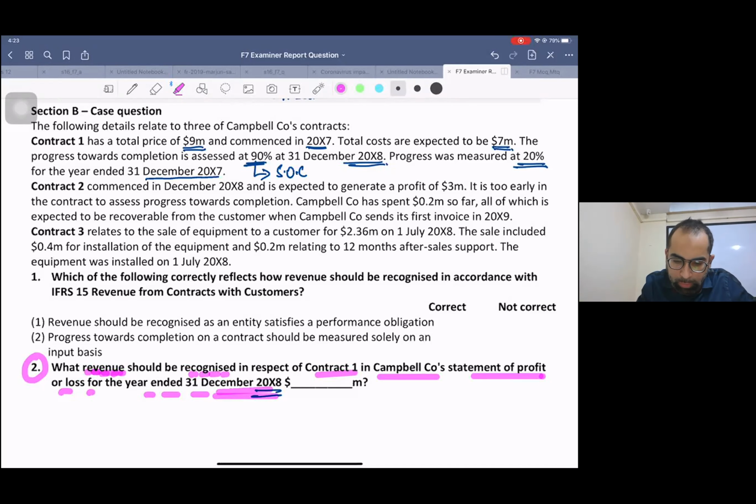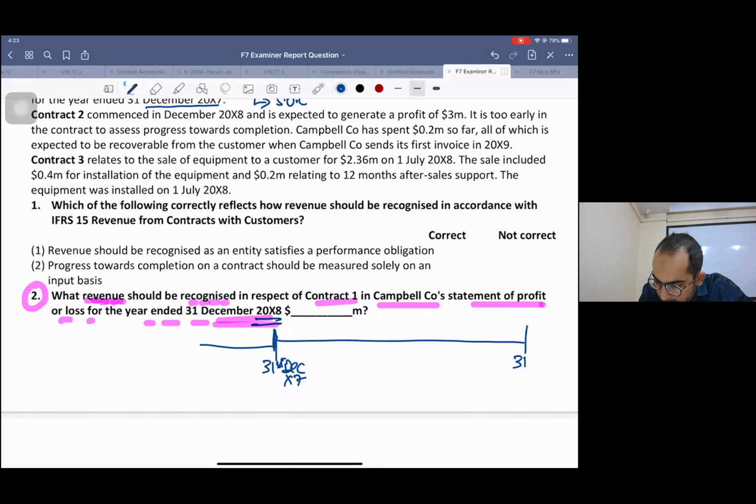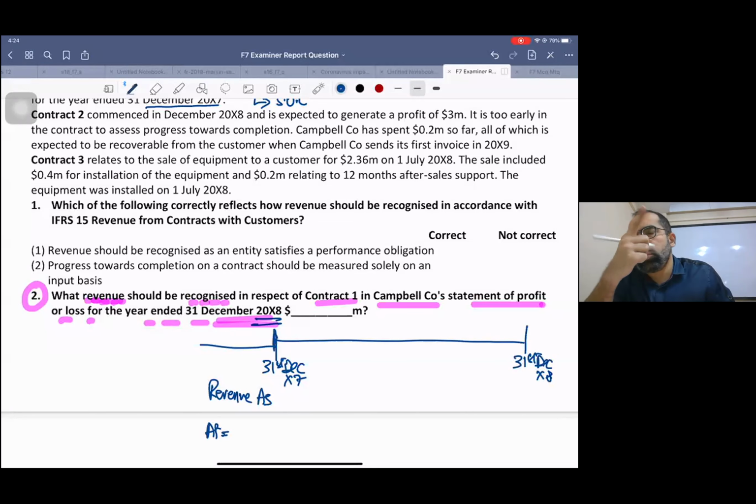Okay, let me try it for you. I'm getting right answers here. Very good. Listen, see this. This is your 31st December X7, last year, and you have 31st December X8 here. So how do we do it? We do it by taking the difference. First, calculate the revenue as at last year. The total revenue is 9 million. 9 million times 20% is 1.8. So till last year they have already booked 1.8 million.